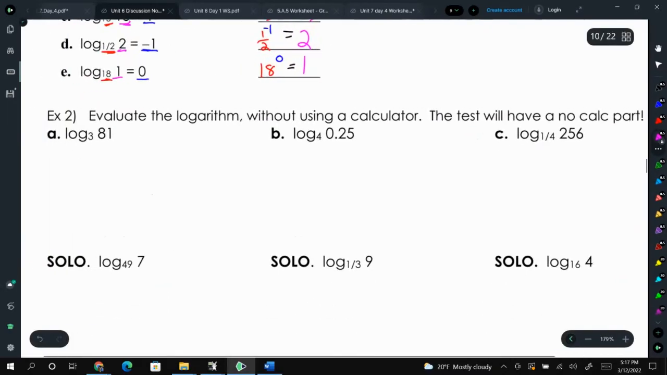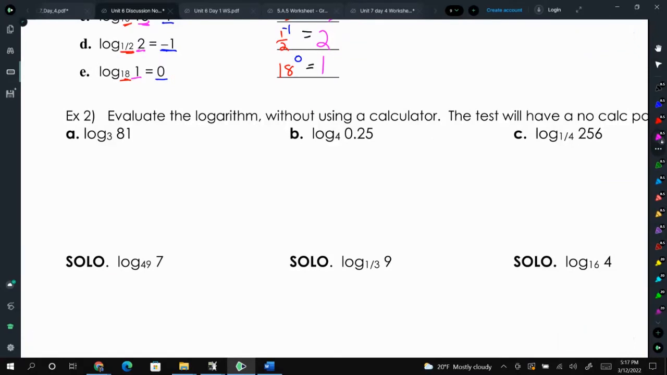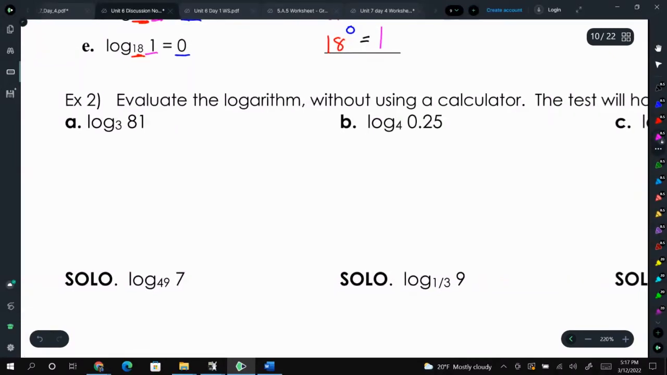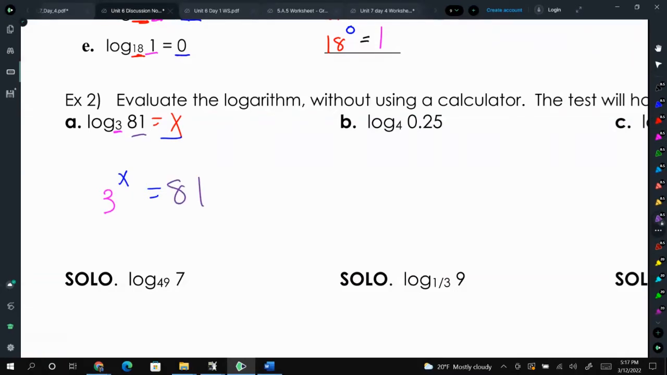All right, down here, we're going to evaluate these logarithms without a calculator at first, and then I'll show you how we can use a calculator to evaluate them. So the first thing I like to do is make these all equal to x, just so we can kind of see where things go. So now our base is 3. Our exponent is x, and that will equal this other number here, 81. So we ask ourselves, 3 to what power equals 81? Well, that's 4. So x would equal 4.